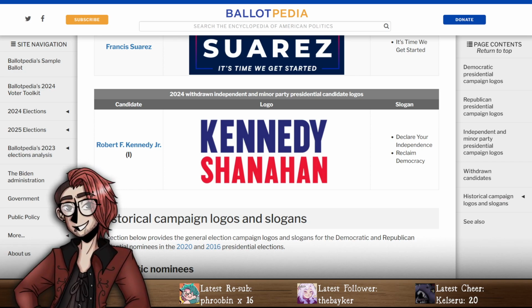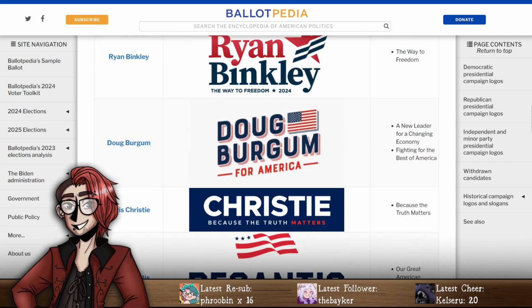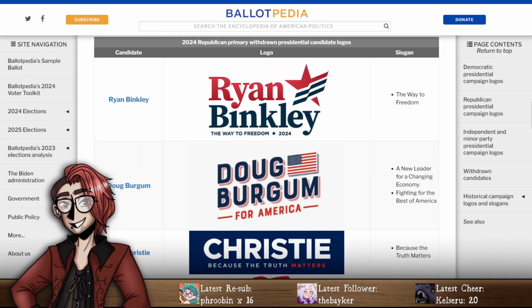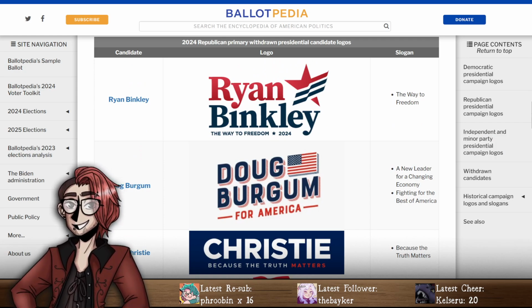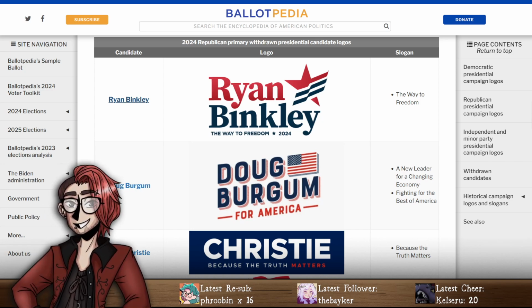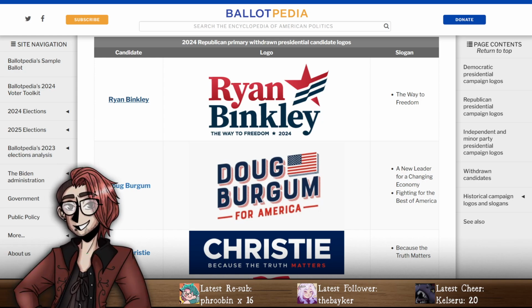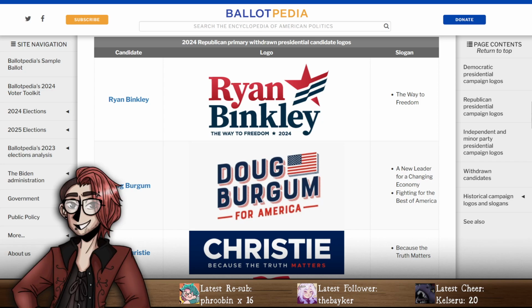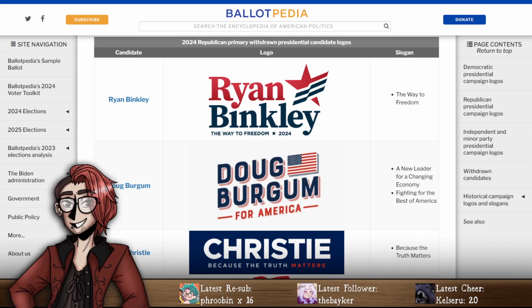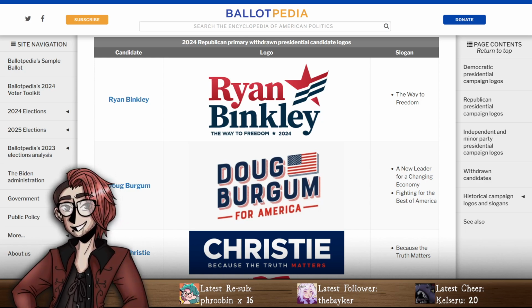Let's move on to the Republican withdrawn presidential candidate logos. We're going to be going in whatever order they are in this, which I think is alphabetical by last name. So there's going to be some nobodies. I'm probably going to gloss over some of the nobodies unless I've got something interesting to say about them. So starting with Ryan Binkley, somebody I have not heard of until right now this second.